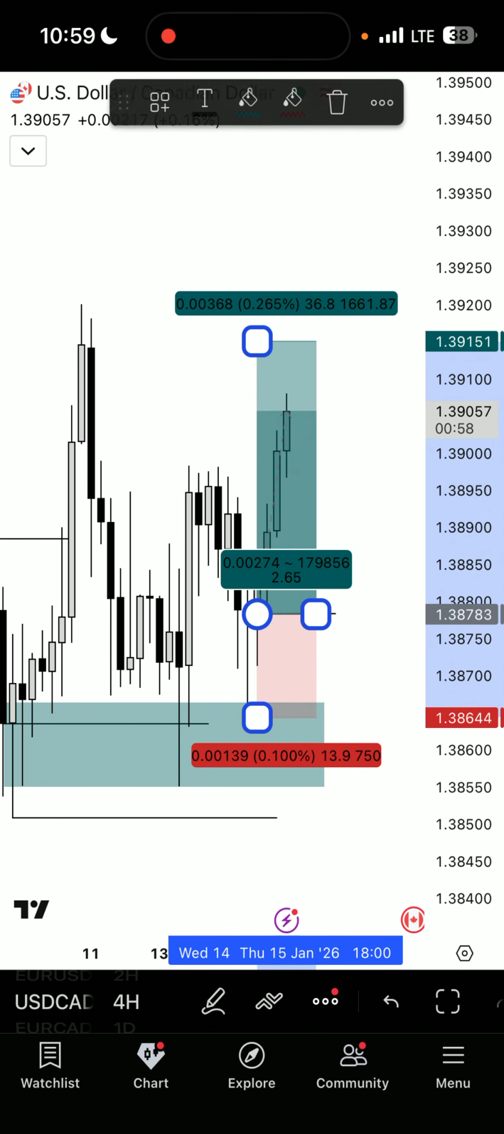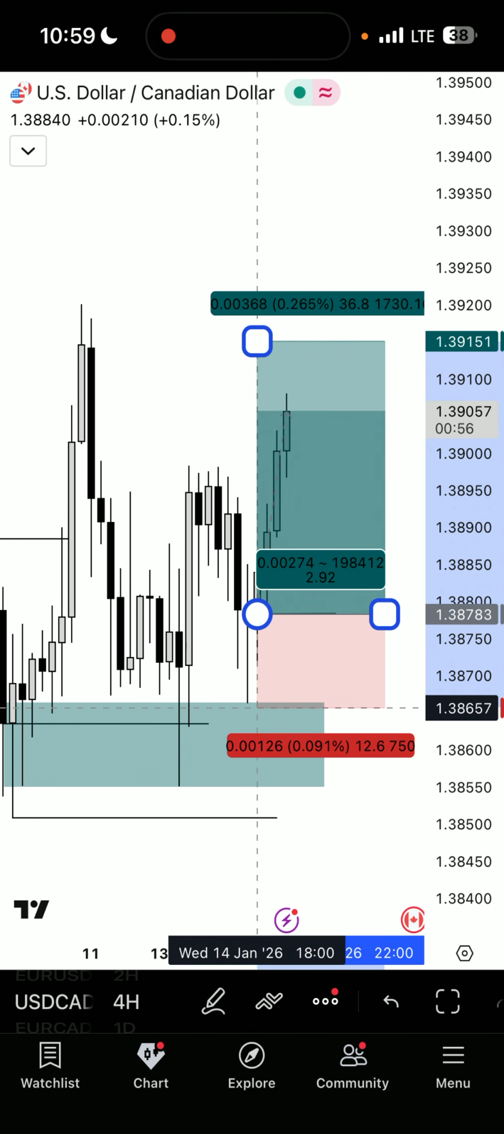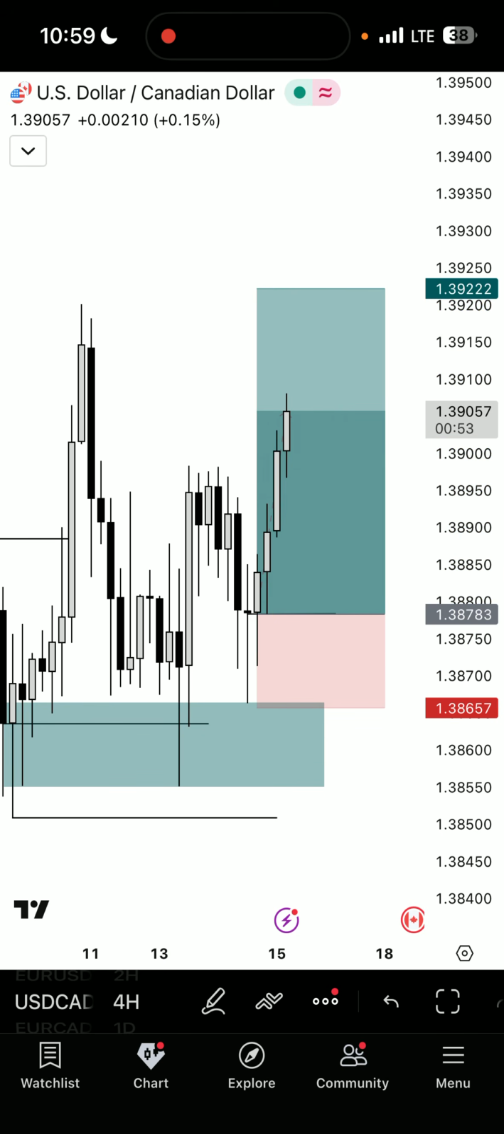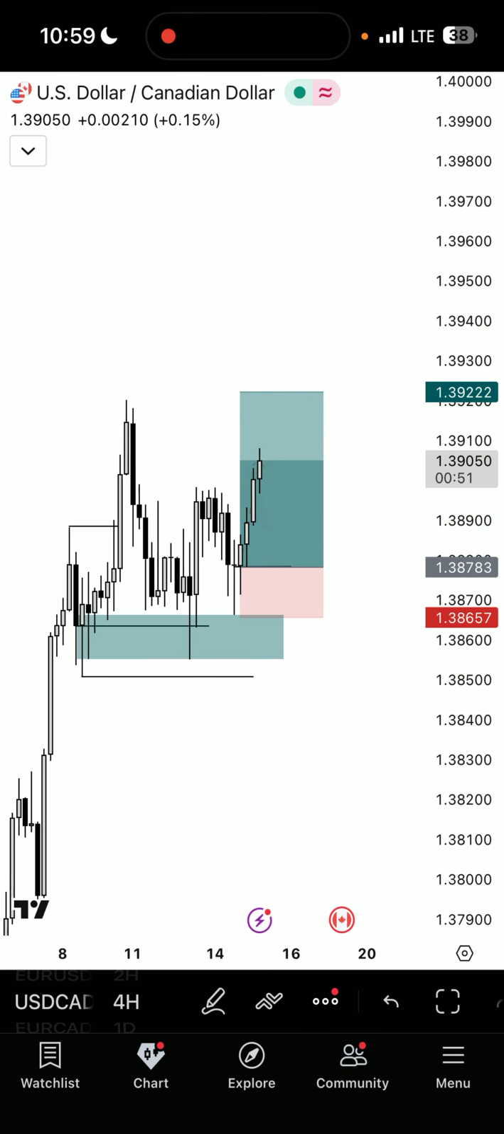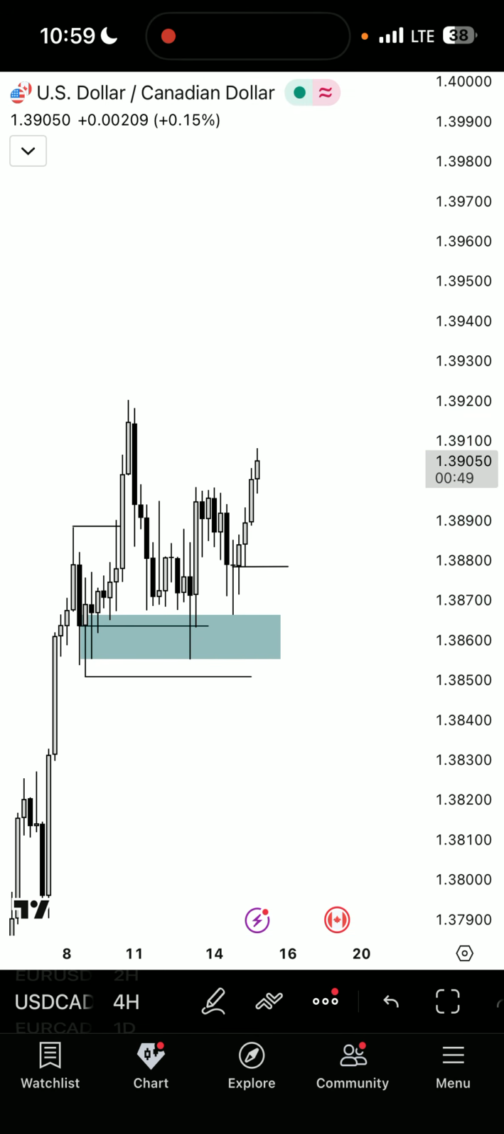So that is it. You enter from there, place your SL anywhere you want to place it, but be safe. Then integrate your 3RR or 5RR or any. As simple as that. So that is it, guys.